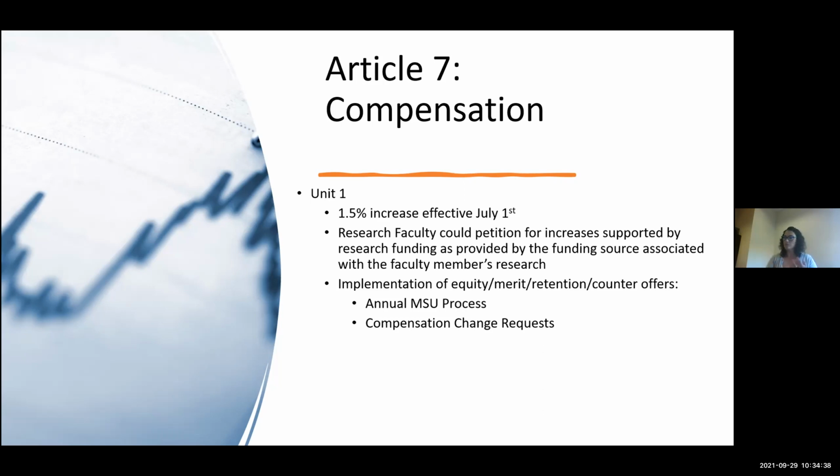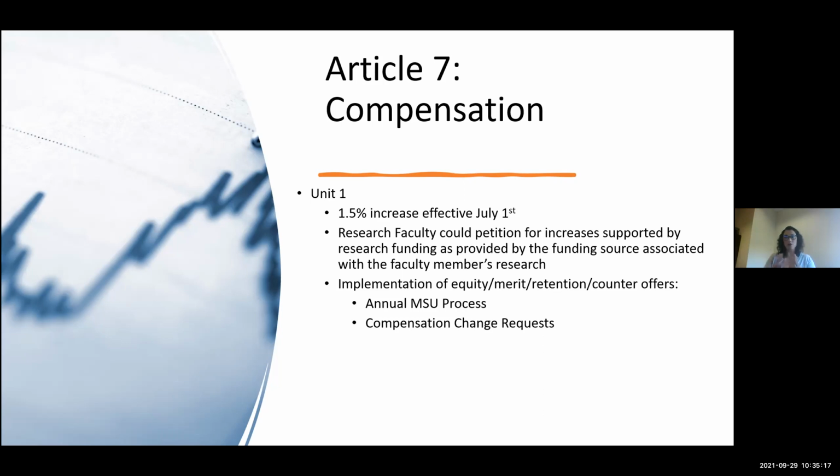So we had the 1.5% increase, but there were also provisions that allowed research faculty to be given increases, at administration's discretion, of more than 1.5% if their funding allowed. Also, there are provisions that allowed for equity, merit, retention, and counter offers. Merit is a relatively new clarification. We just issued a memo of agreement that clarified that merit increases are within our authority to grant as well. And so those are also allowed in the collective bargaining agreement.